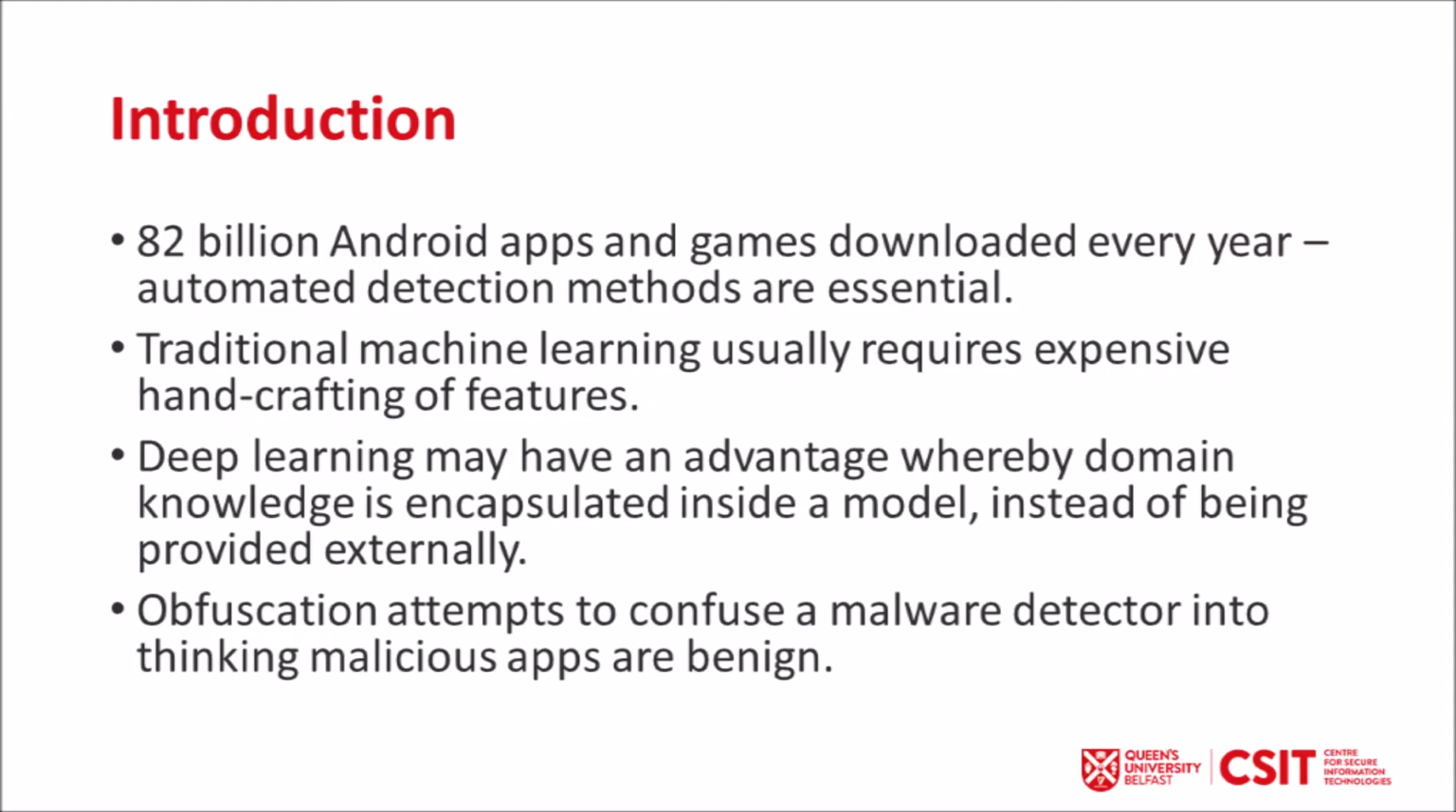As a quick introduction, there are 82 billion Android apps and games downloaded every year, so automated detection methods are essential. Traditional machine learning involves feature engineering, where an expert analyst uses statistical ranking and selection to turn raw features into handcrafted features. But that's expensive. And this is where deep learning may have an advantage, as knowledge can be encapsulated inside a model instead of providing it by hand. And lastly, malware authors use obfuscation techniques like encryption, reflection, and reference renaming to try and trick a detector into classifying malicious apps as benign.